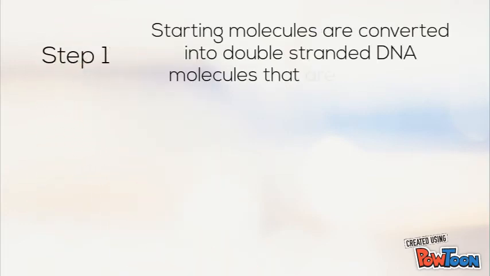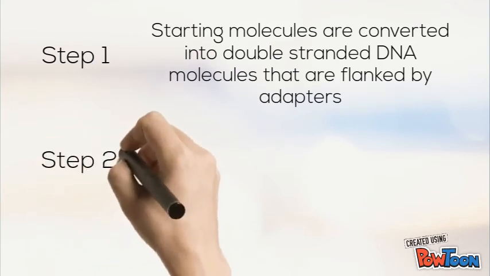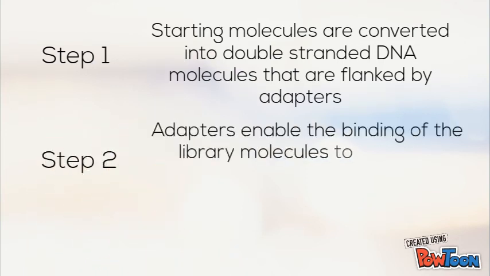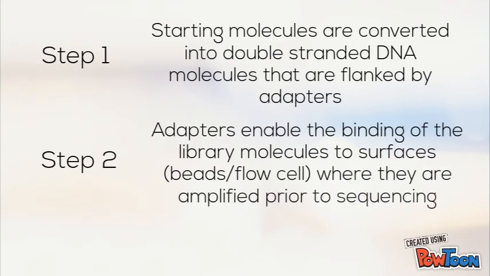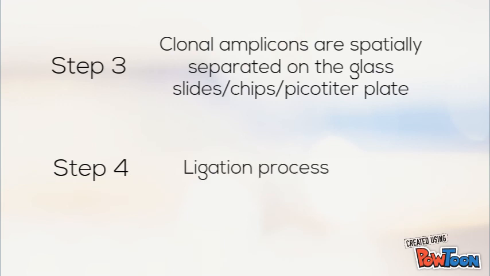In step 1, the starting molecules are converted into double-stranded DNA molecules that are bound by adapters. In step 2, the adapters enable the binding of the library molecule to the surfaces, the bead or flow cell, where they are amplified prior to sequencing. In step 3, the clonal amplicons are spatially separated on a glass-like chip or picotiter plate. And lastly, the sequencing is done by ligation process.